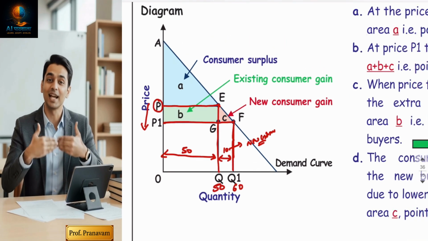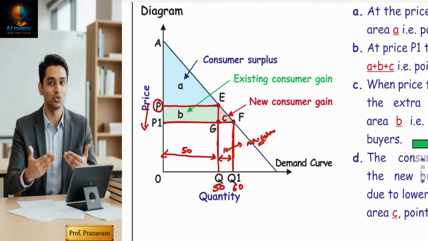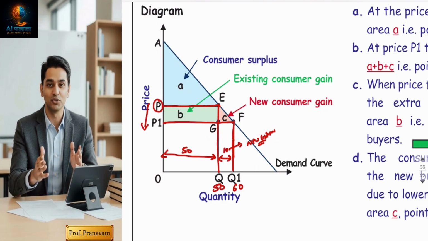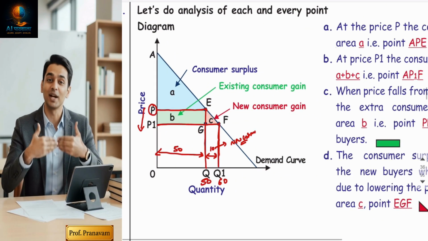First thing. Second thing, you should understand what consumer surplus is. Wherever the price line is, the triangle area above the price line is called surplus. Okay. Yes, sir. Now I got it.